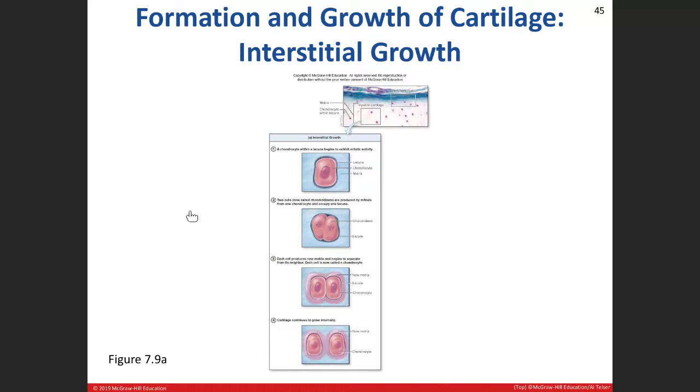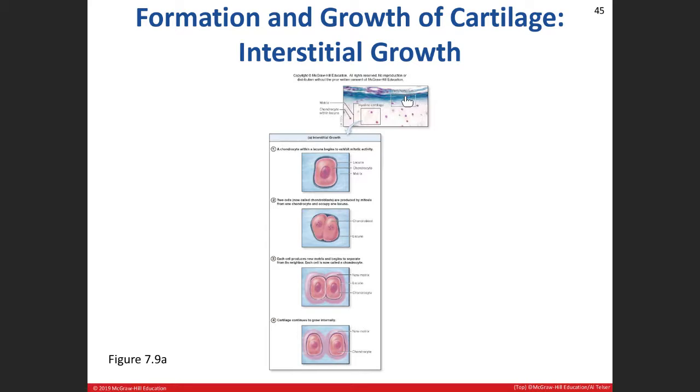All right, this is figure 7.9a. So what we're doing is, here's a sample of our cartilage. This is hyaline cartilage, and hyaline cartilage has perichondrium. So this right outside here, that dark blue, is the perichondrium. And these pink or purplish things right here are our chondroblasts or chondrocytes. These little pink things, those are cells.